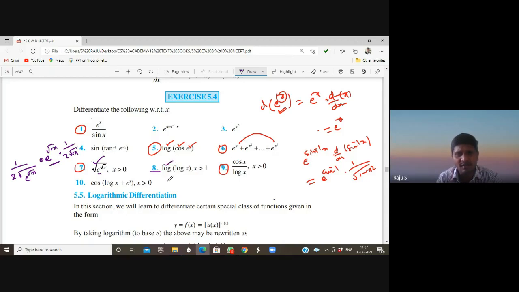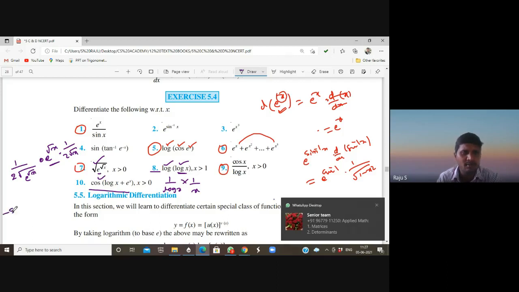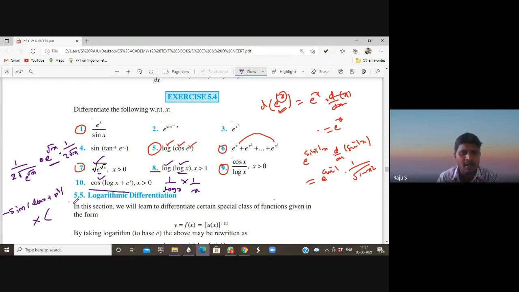First log x, the log derivative. Log of log x is 1 by log x, because in place of x, log x is there, into the next, second log x derivative, 1 by x. This is the answer. Here also same. Cos derivative is minus sin of log x plus e power x into the bracket derivative, like cos completed. Next log x is 1 by x plus e power x. These are the answers, right?